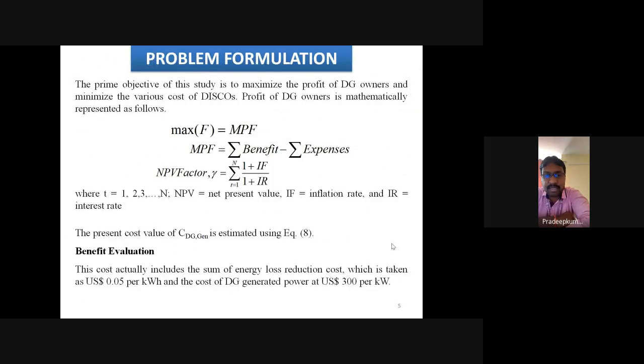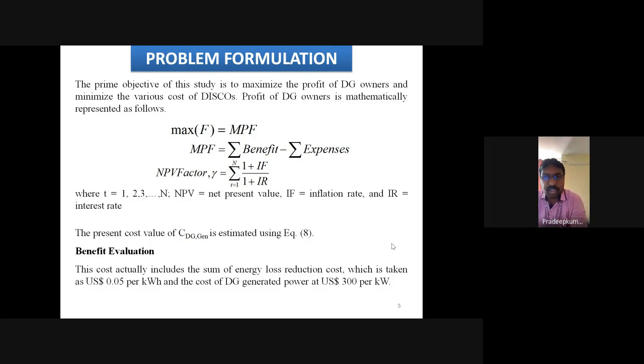Now coming to the problem formulation, it plays a major role in getting more profits in DISCOM. The prime objective of this study is to maximize the profit of DG owners and minimize the various costs of DISCOM. Profit of DG owners is mathematically represented as follows. Maximum of F is equal to NPF, where NPV or NPF factor, which represents net present value, can be represented as NPV, and IF, inflation rate, IR, interest rate. Now, NPF is equal to sum of benefits minus sum of expenses.